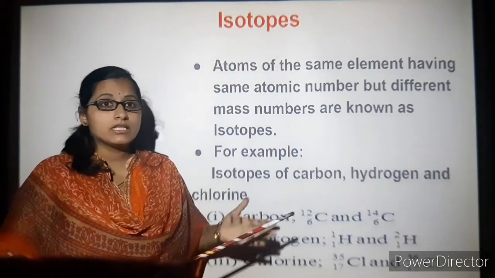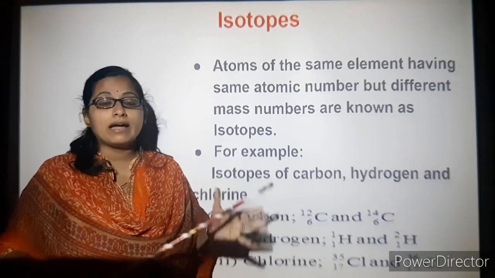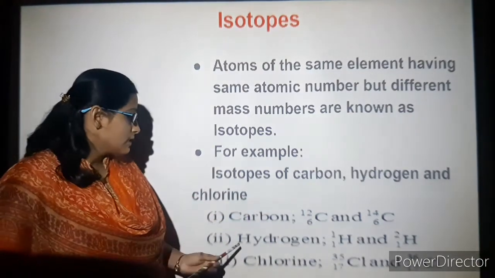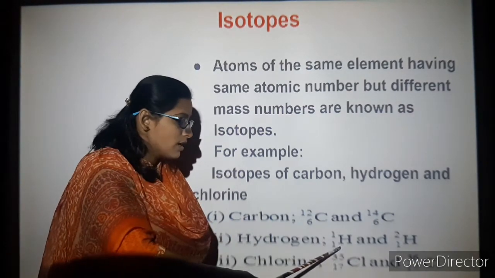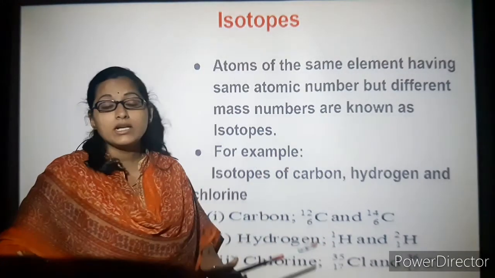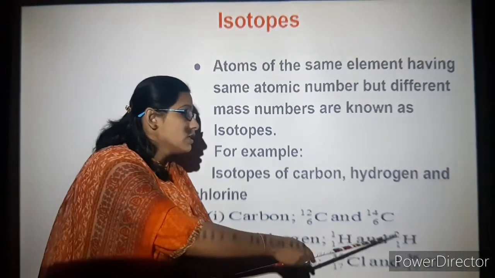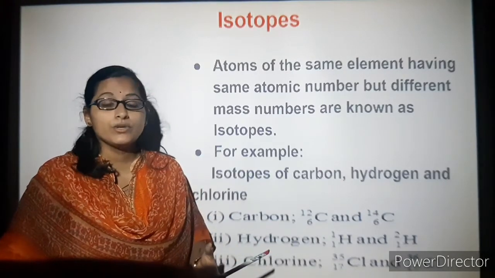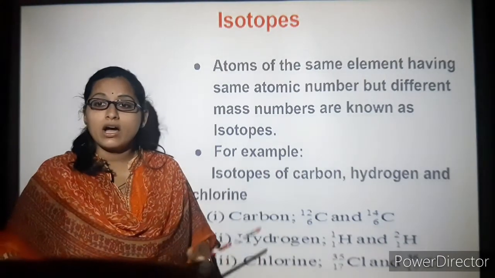In the same way, we can take the example of hydrogen. Here also the atomic number remains the same, but the mass number differs. So let's understand hydrogen. The atomic number remains the same here, that is 1 and 1, but the one which has 1 as its mass number doesn't have a neutron in its nucleus, whereas the one represented as 2 has 1 proton and 1 neutron in its nucleus, hence it is known as an isotope of hydrogen.